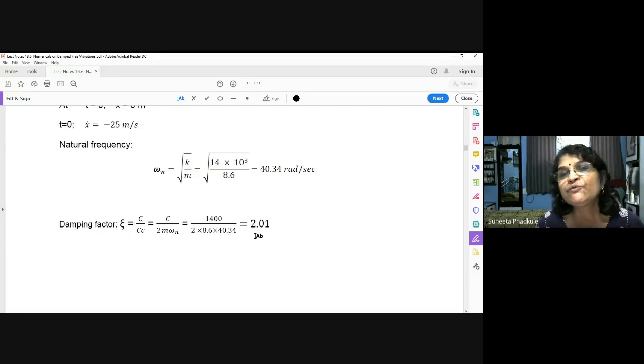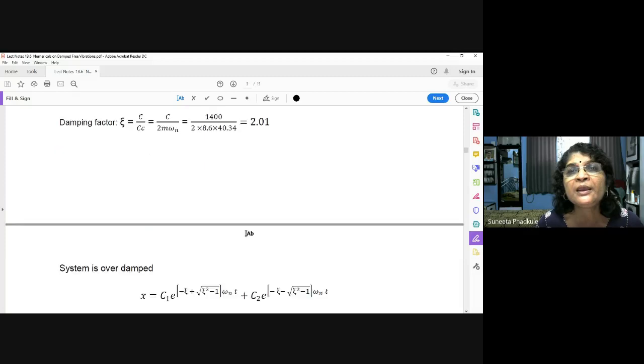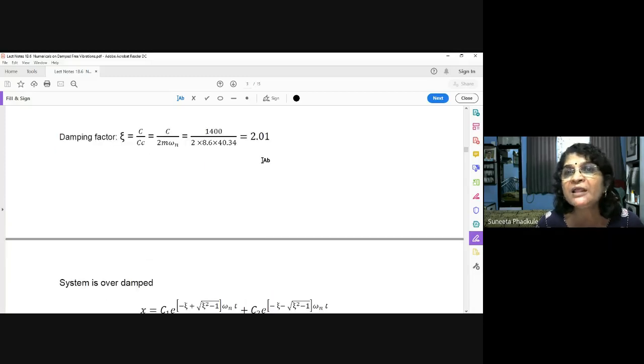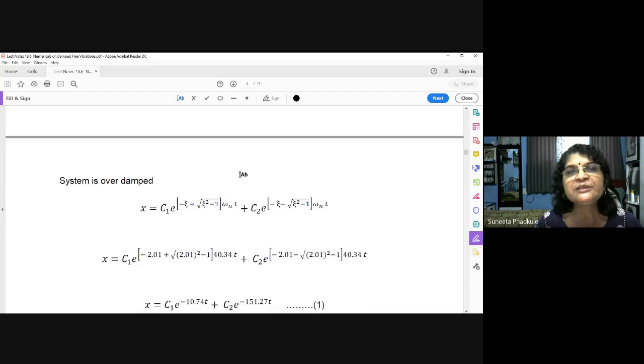Okay, so what do you understand from the value of zeta? That is 2.01, it is greater than 1. See, nothing is given in the problem whether the system is underdamped, overdamped, or critically damped. From the value of zeta you have to recognize which it is. As here the value of zeta is greater than 1, that is 2.01, the system is overdamped.